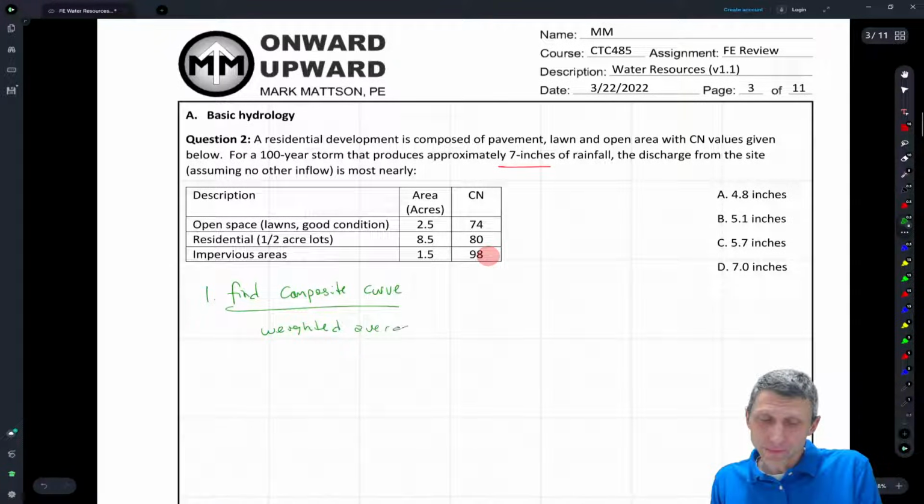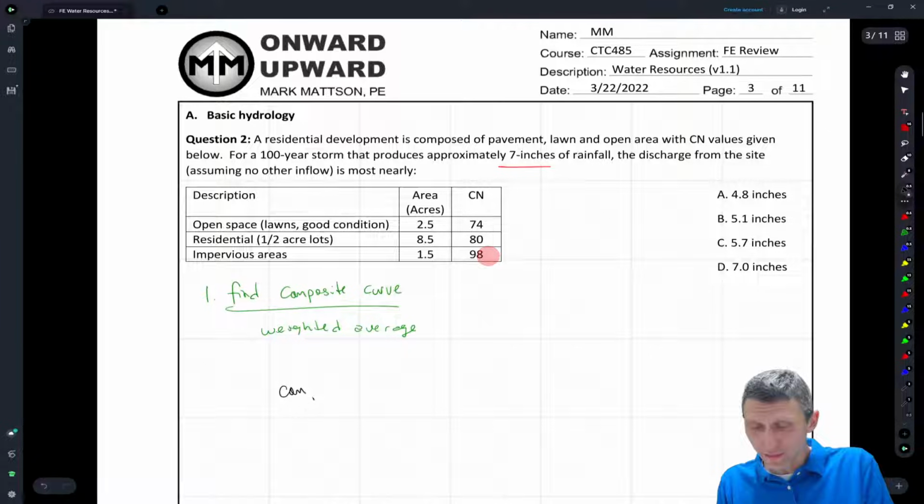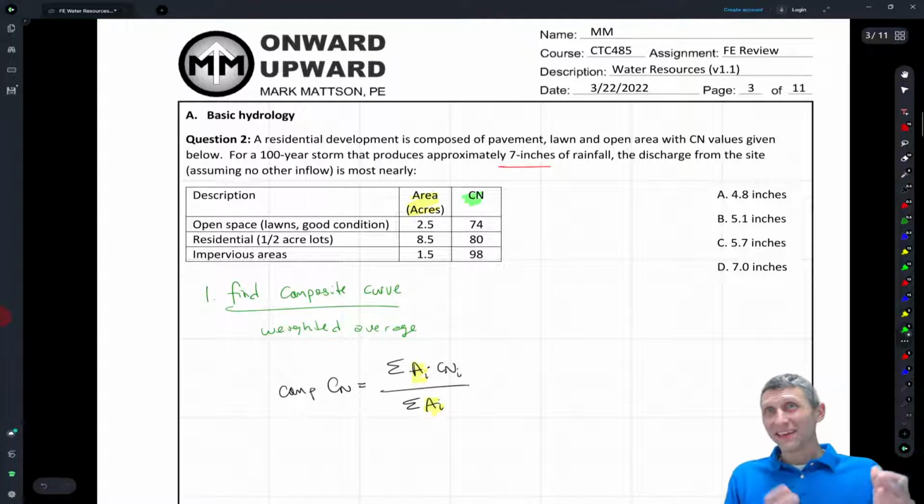To find it, let me write down a formula here. This is not in the handbook, but it's just a weighted average. So the composite curve number equals the sum of the individual areas times the individual curve numbers, divided by the sum of the areas. So what we have here are our areas and our individual curve numbers, and that's it.